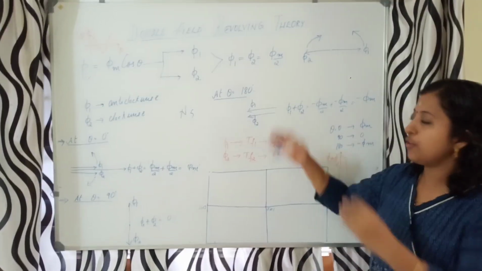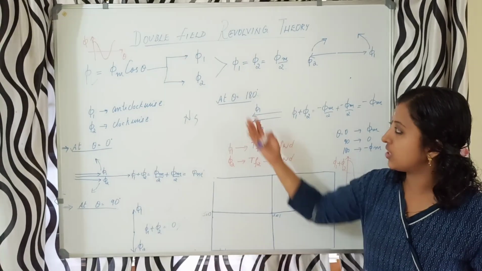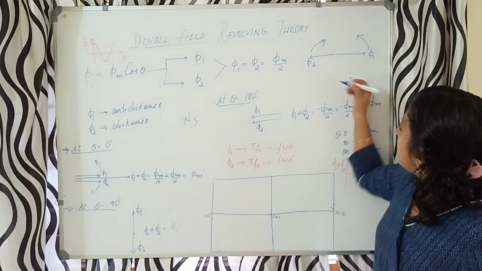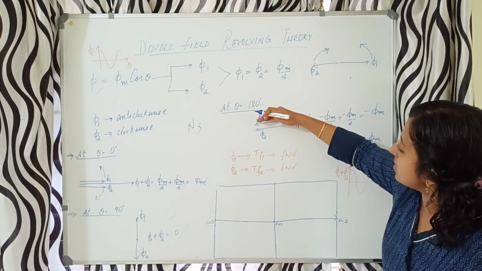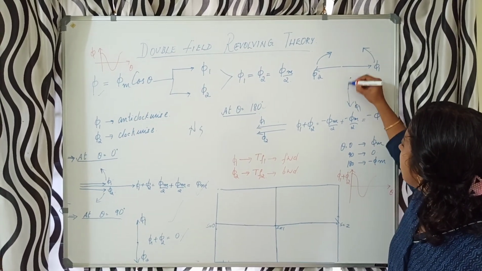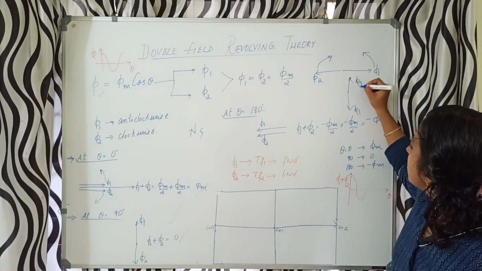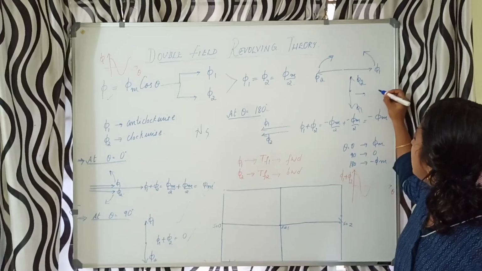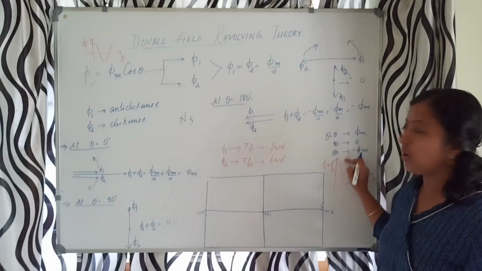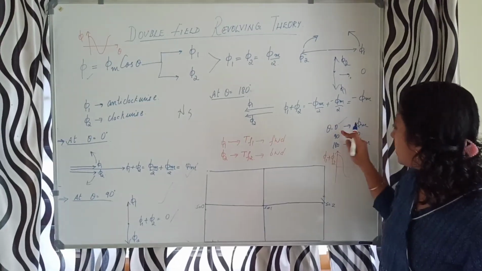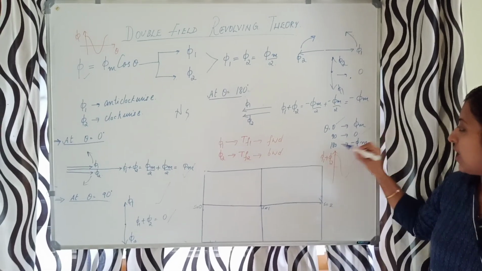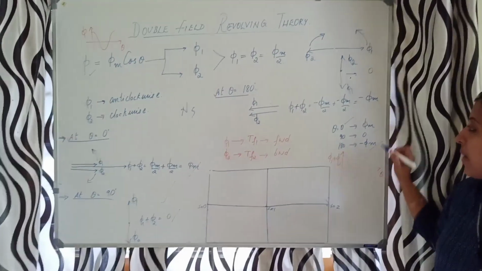Again, if you have another 90 degree rotation, that is theta equal to 270 degrees, phi 1 will be downwards and phi 2 will be upwards. So the resultant will again be equal to 0. So I am just pointing out the instants: when theta is equal to 0, you have phi m; theta equal to 90, you have 0; and theta equal to 180, you have minus phi m.